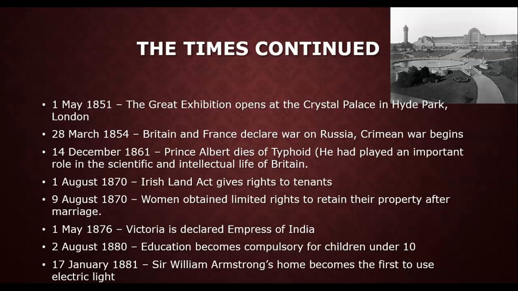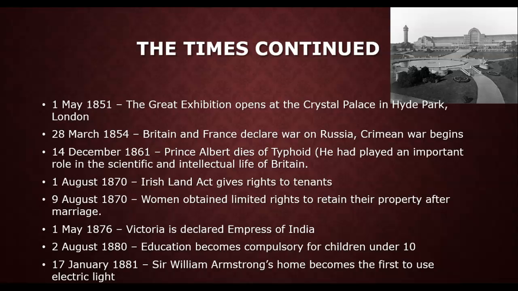August 1st, 1870, Irish Land Act gives rights to tenants. Remember, they couldn't own land in their own country. August 9th, 1870, women obtained limited rights to retain their property after marriage. If your husband died before 1870, sorry about your bad luck. You didn't get to keep the property, even if you had the money. May 1st, 1876, Victoria is declared Empress of India.